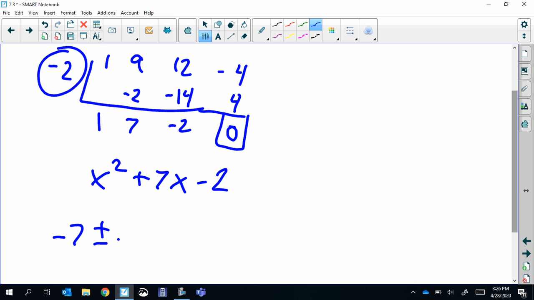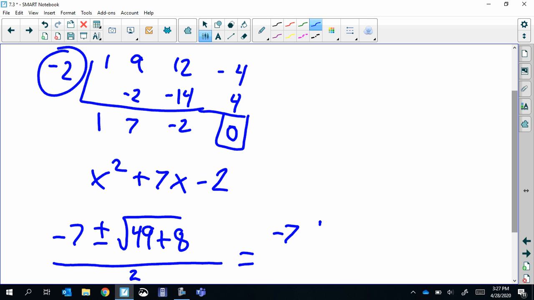-b plus or minus the square root of b squared minus 4ac. So that's -4 times 1 is -4 times -2 is +8 all over 2a. 2 times 1 is 2. So let's add that up. That's 57. 57 does not have a perfect square that goes into it. It's only 3 times 19. Those are both prime numbers, so there's no simplifying there at all.